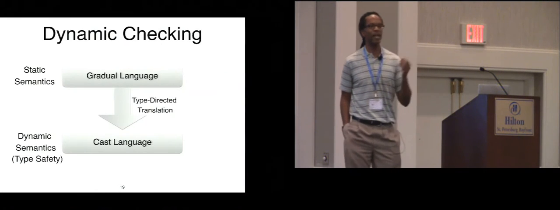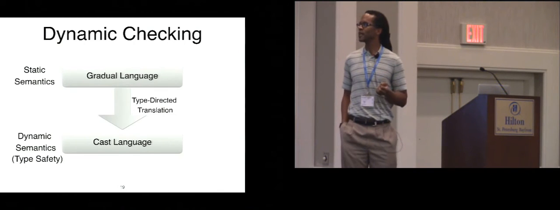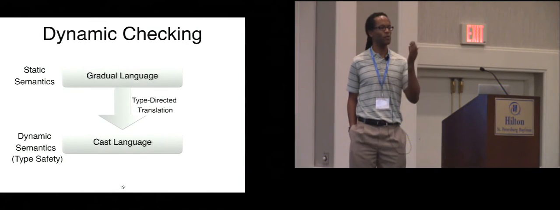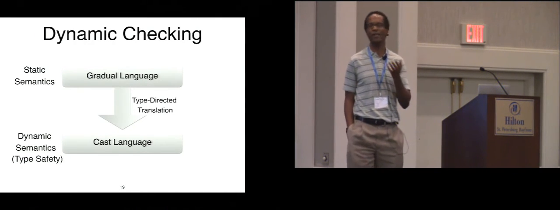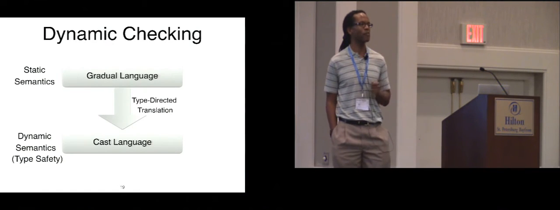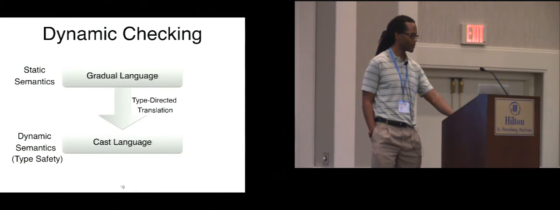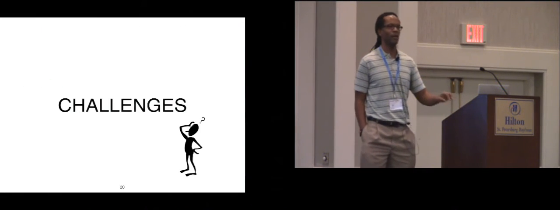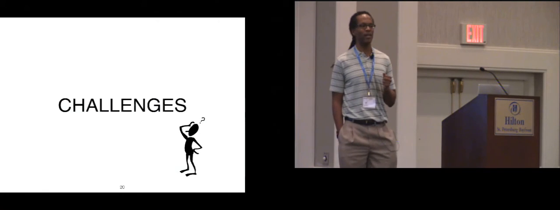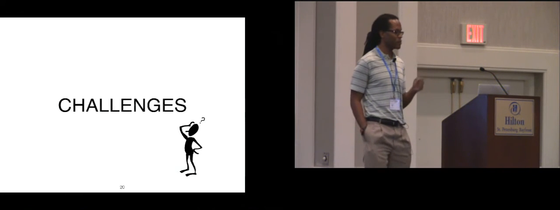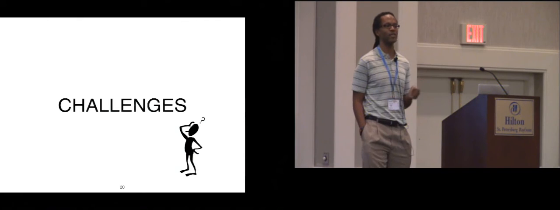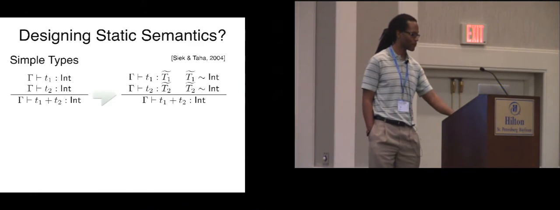Regarding the dynamic checking, the gradual language uses the type system to translate to an internal language that instruments a program with dynamic checks for the parts where the static information was insufficient to absolve obligations. So that is gradual typing in a nutshell, and the idea has proven fruitful, but there are some challenges to this program for language design.